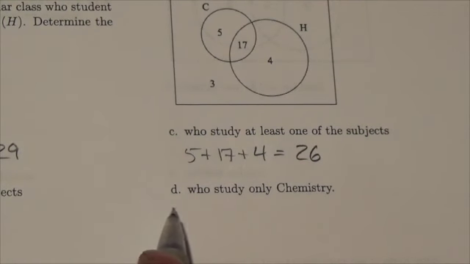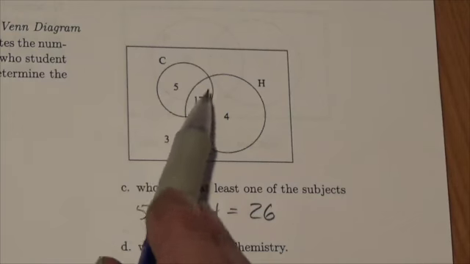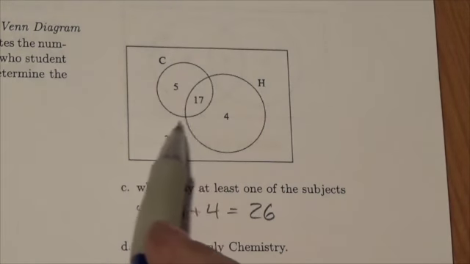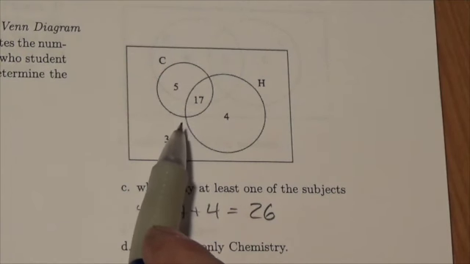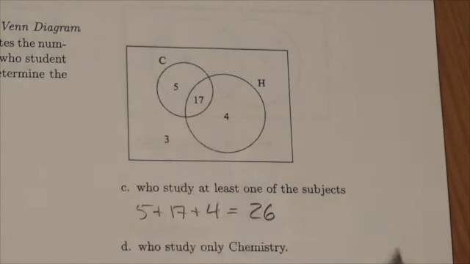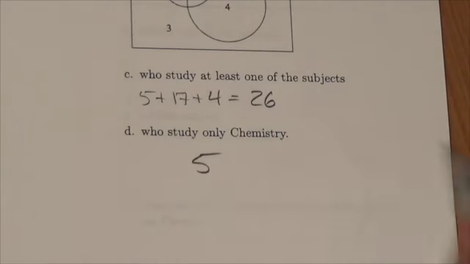The number of people who study only chemistry. Okay, well, this is the chemistry circle. But this group of people here study history as well. So the number of people that study only chemistry is this bit right here. So we can read that off, and it's just 5.